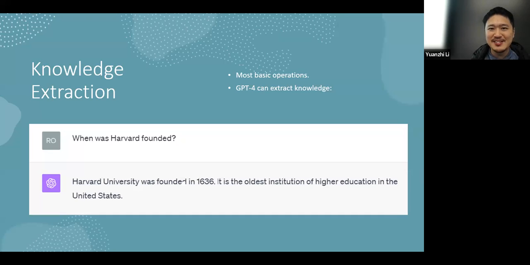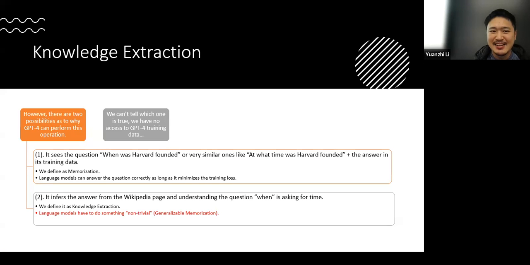Okay, cool. So first of all, for GPT-4, it appears that the model can answer this question. You ask when was Harvard founded, and it answers correctly, says it's founded in this year and it's the oldest university. But here is a tricky thing that we need to think about when we assess models like GPT-4 that are trained on internet data. There are two possibilities that GPT-4 uses to answer the question.